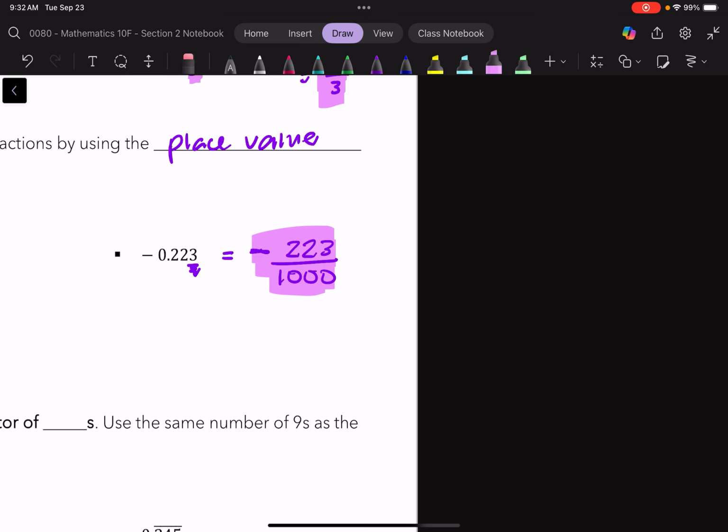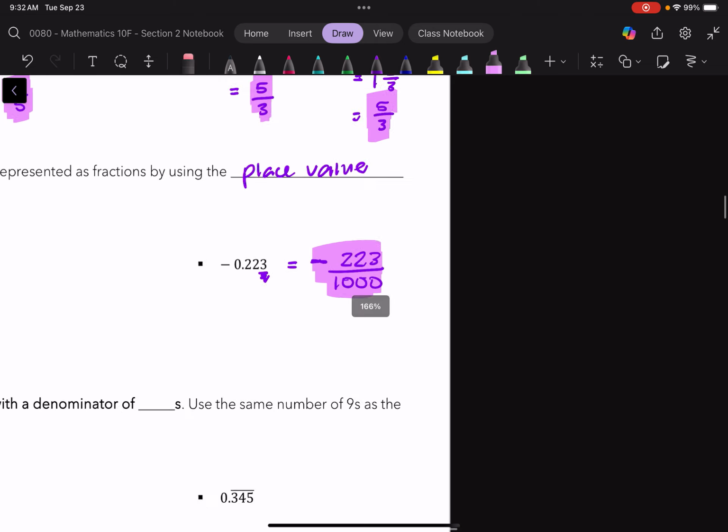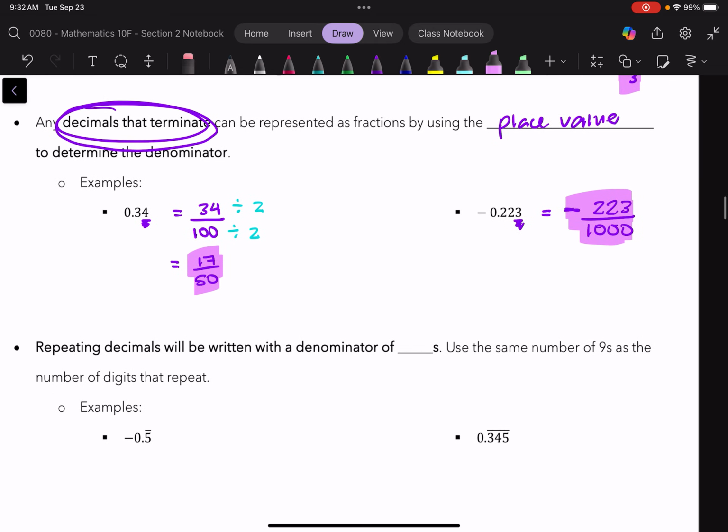It's not divisible by 5 because it doesn't end in a 5 or a 0, that numerator. It's not divisible by 10, etc. And I could go through a bunch of different divisibility rules, but this one cannot be reduced. So this is how we use place value.